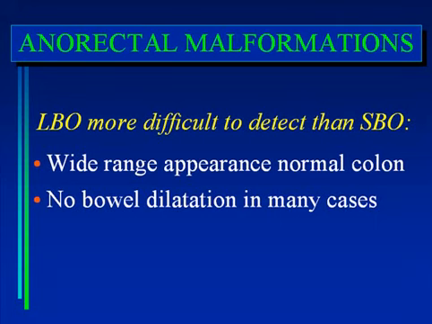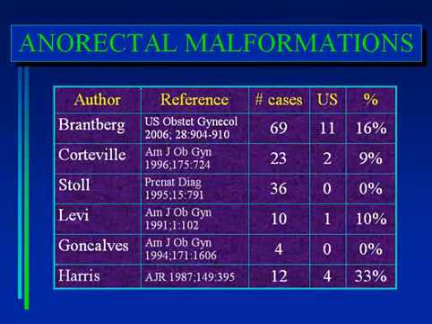Large bowel obstructions are much more difficult to detect at ultrasound than small bowel obstructions, and this is partly because of the wide range of appearance of the normal colon, and also because there's no bowel dilatation in many fetuses with large bowel obstructions like anorectal malformations. In fact, ultrasound is really bad at diagnosing anorectal malformations, very insensitive.